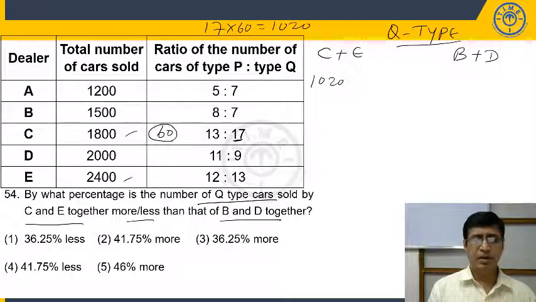What about the E type? E type means, of course, we did it in the previous example. Sum of the ratios is 25. Dividing this 2400 by 25, each part will get 96. So what is being asked here? So 13 into 96.